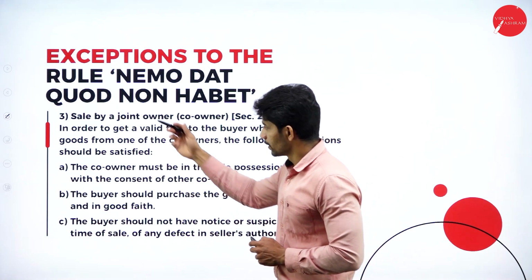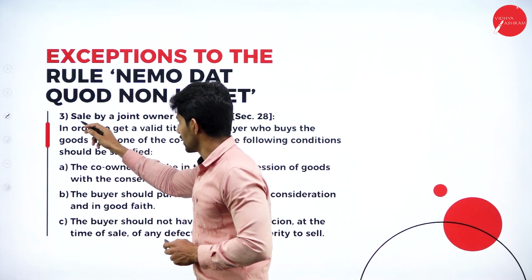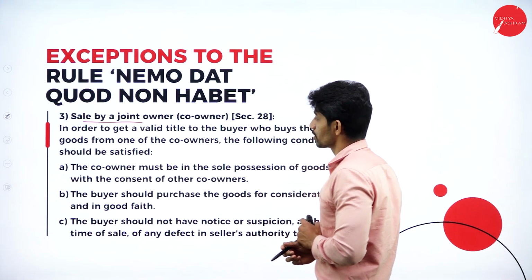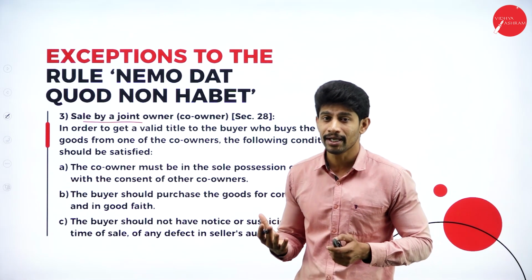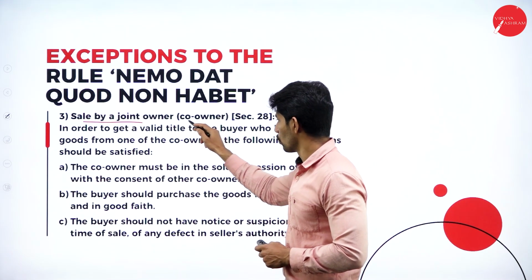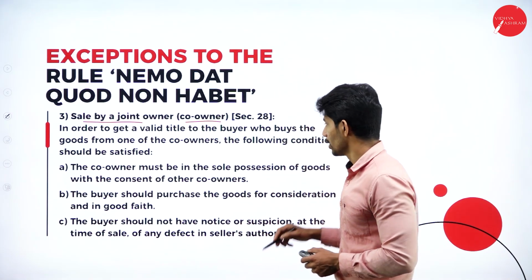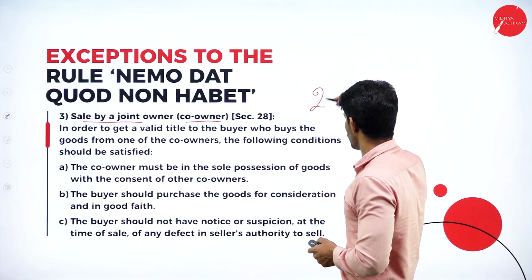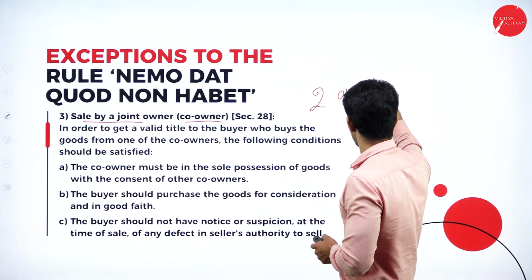Moving further, rule number 3, that is sale by a joint owner. Yes, sale by a joint owner, that is co-owner. So for one property there will be two owners. Sometimes for one property there will be two owners.